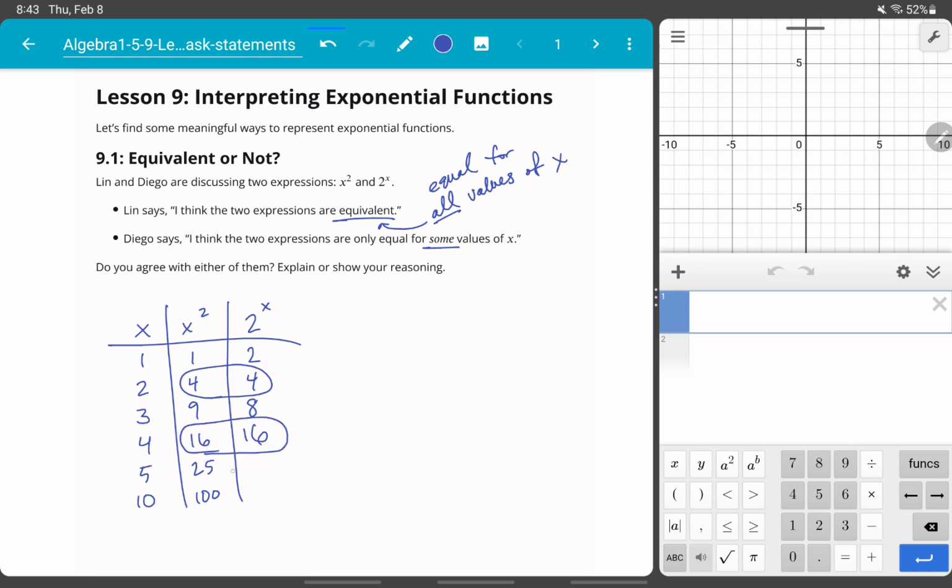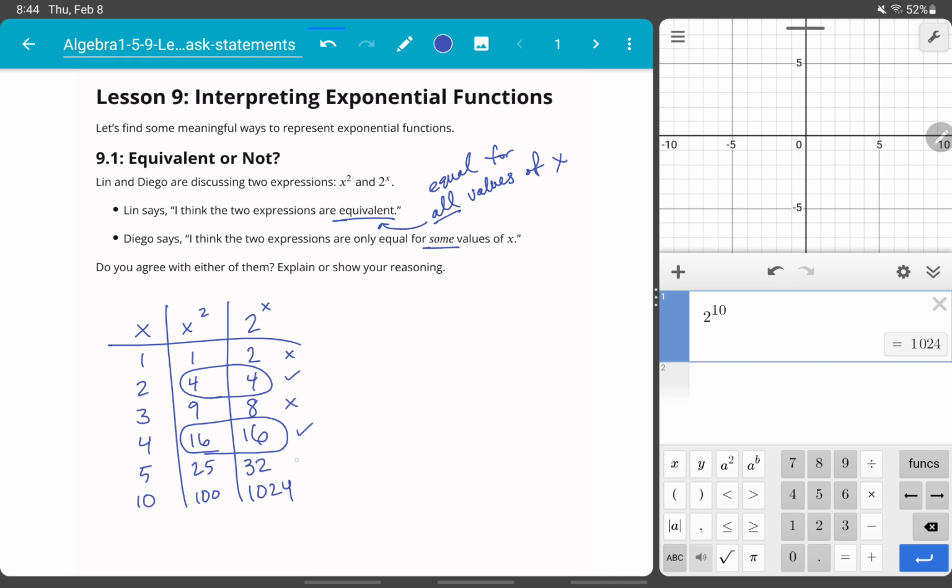2 to the fifth power, 2 times 2 times 2 times 2 plus another 2. That's basically the 16 times another 2, so that's 32. And then, 2 to the 10th power. Good thing we have the calculator over here. Let's do 2 to the 10th power, and we get 1024.